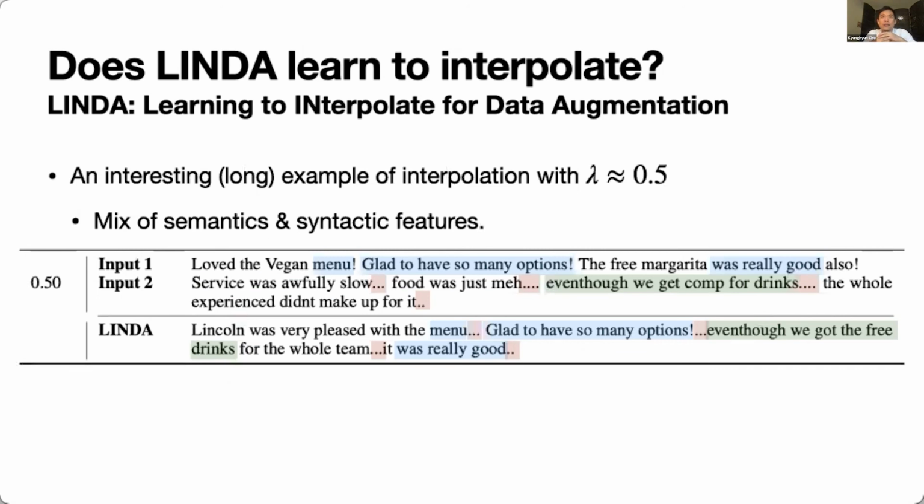And furthermore, what we see is that LINDA actually learns to interpolate, or to mix in, both the semantics as well as the syntactic features. So this is an interesting example. The generated interpolation in terms of meaning is very much skewed toward the first input. However, if you look at how the generated sentence is written, not the meaning, it looks very much like the second input, having a lot of, let's say, periods after saying anything. So it really does a mix of not only the words, not only the semantics, not only the syntax, but everything at the same time.